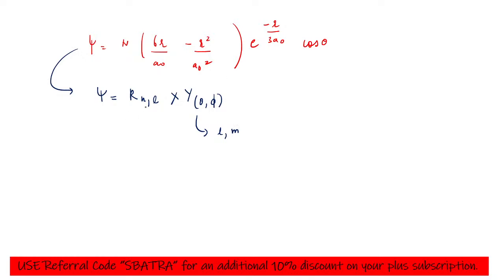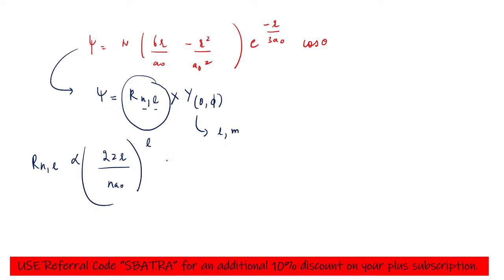So for just the n and L values, we need to find out the radial part. The radial part, R n L, is directly proportional to (ZR by n a naught) to the power L, times e to the power minus ZR by n a naught. So this is how the radial part depends on these two functions. I need to find out this free R. The power of free R is going to give you the L value, and for the n value, we have to see the exponential part.